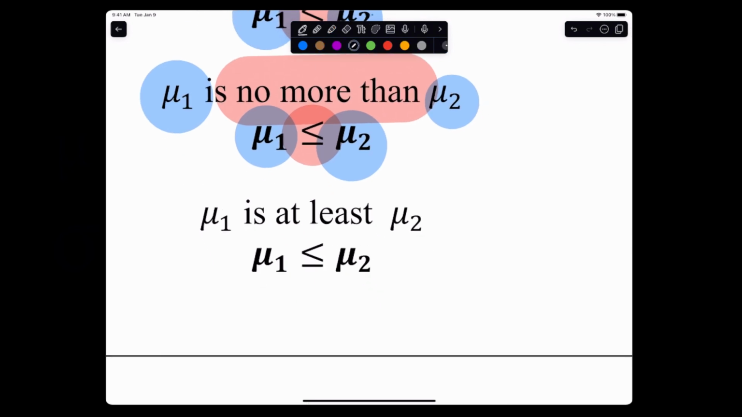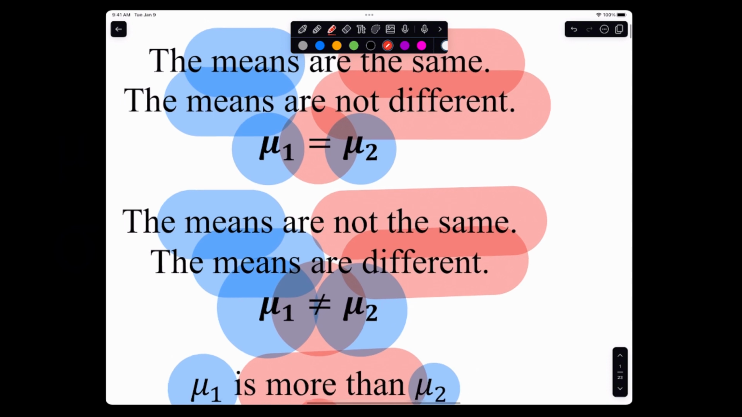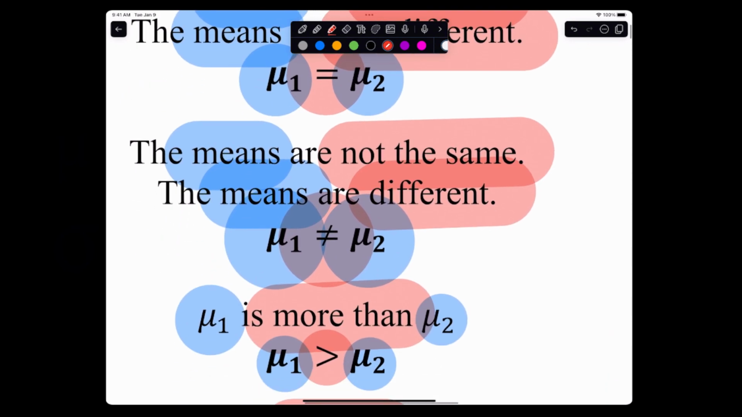And again, I have my typo here, so I have to remember one day to fix that. And I will. Mu1 is at least. If I can get a highlighter here. Wait, what was after not the same? Oh, in these notes? Yeah. Different. Oh, this phrase, more than phrase.